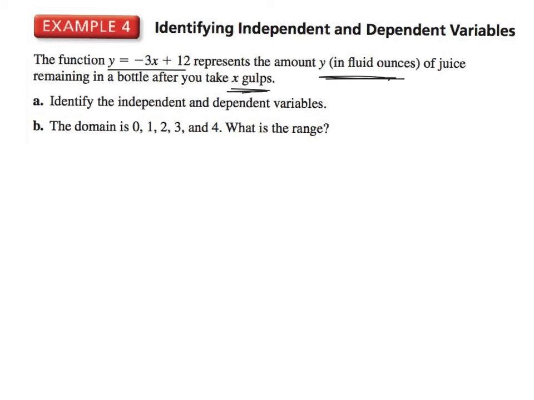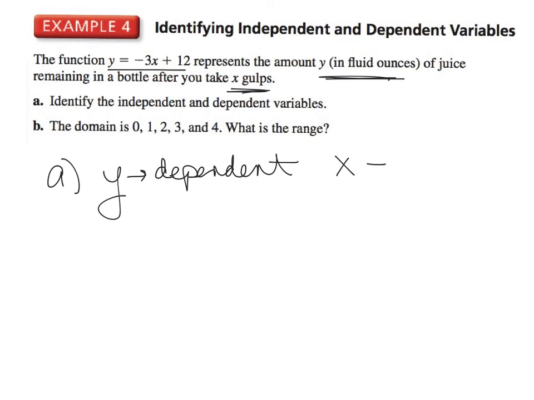So, what do we know? Part A. Y is the dependent variable. Now you need to write this in a complete sentence, I'm just doing it for the iPad. X, which represents the number of gulps, is the independent variable. So, what is the domain and range?